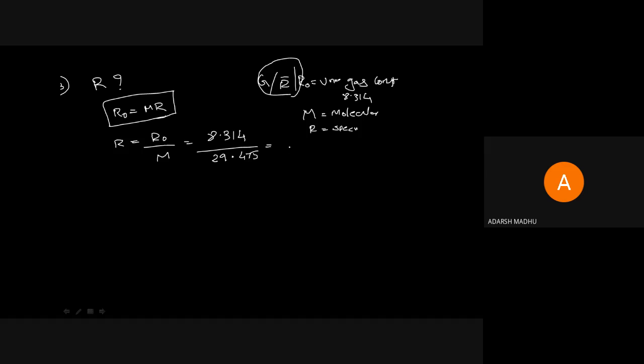8.314 divided by 29.475. That is 0.28. R has a unit, you know. That is kilojoule per kilogram Kelvin.